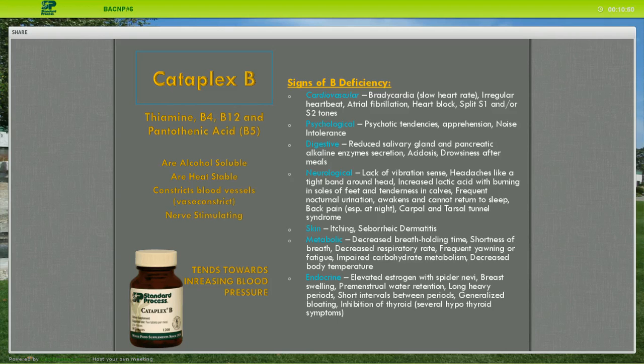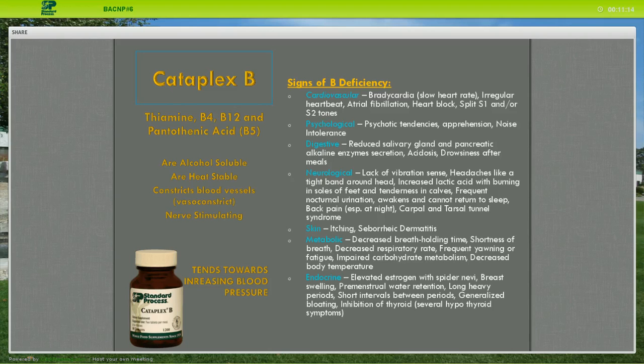They may be losing proprioceptive sense. They may be getting headaches around their head that feel like a tight band. They may see an increase in lactic acid. Why? They don't have the oxygen necessary. And if they don't have the B vitamins to run that Krebs cycle, eventually that pyruvate will convert into lactic acid. They tend to have tenderness in the soles of their feet and in their calves.